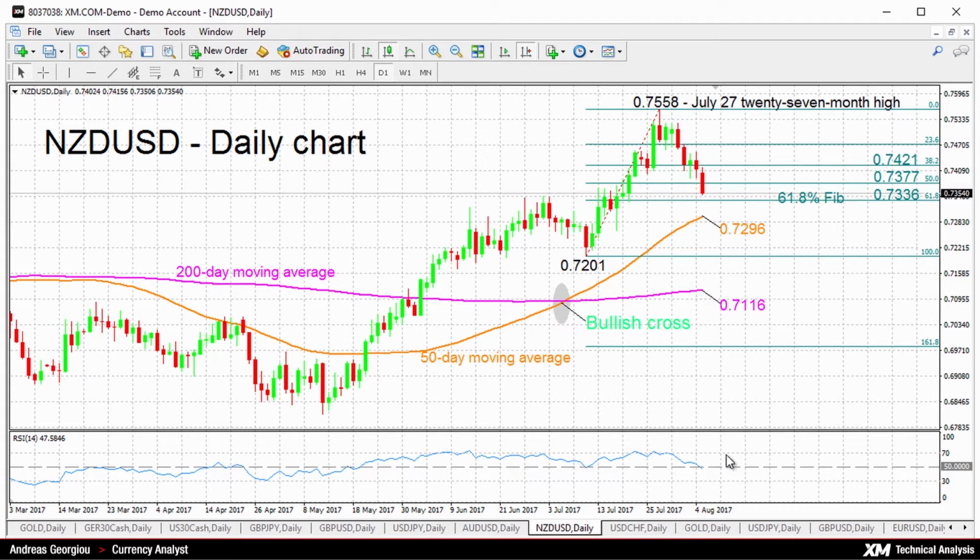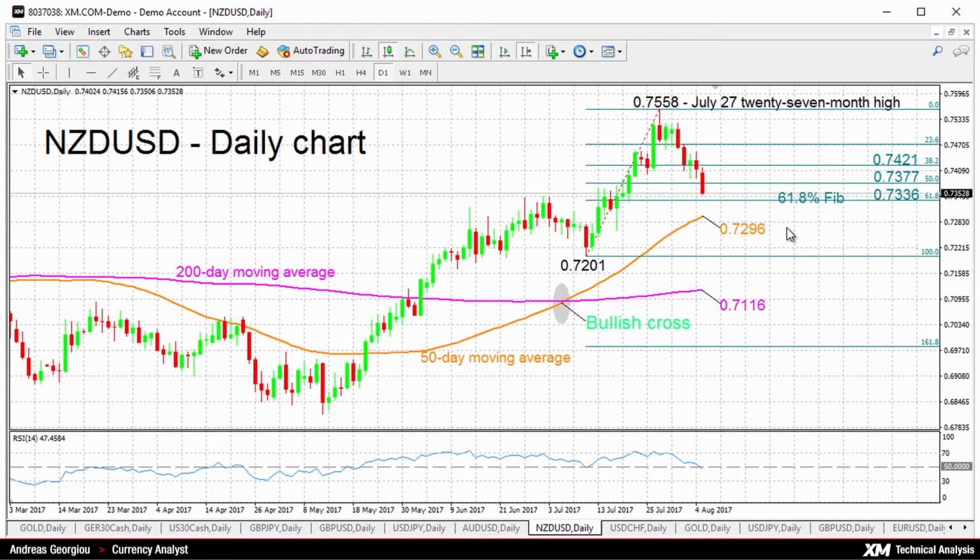We can see that the RSI is falling, and in particular it has fallen below the 50 neutral perceived level, and it is currently at 48. Should the price continue declining, then the area around the 61.8% Fibonacci mark of the July 11 to July 27 up leg could act as support. Further down, the region around the current level of the 50-day moving average at 0.7296 could provide additional support.